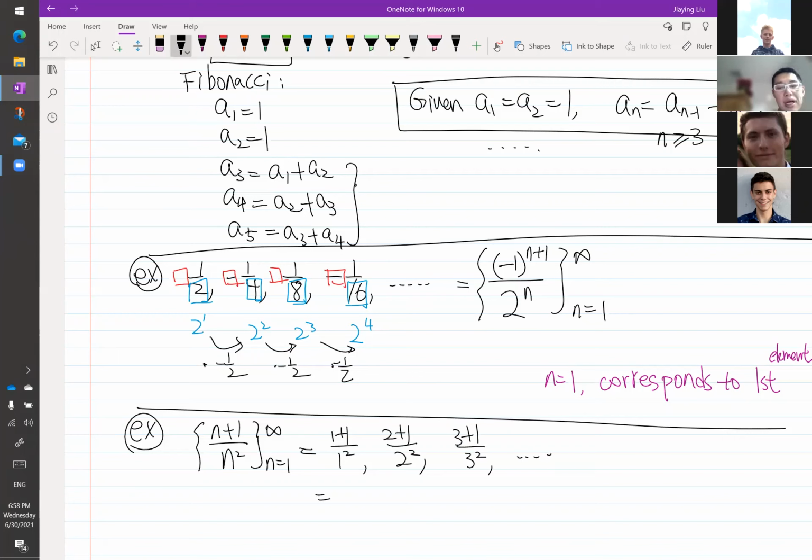And then simplify a bit if you can. So that's 2 over 1, just 2. That's 3 over 4. That's 4 over 9. And it continues.